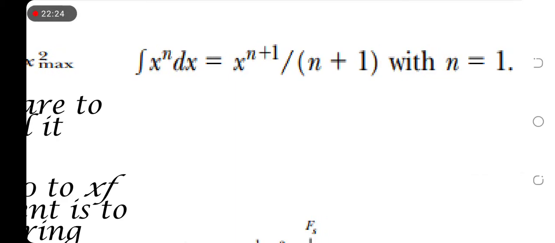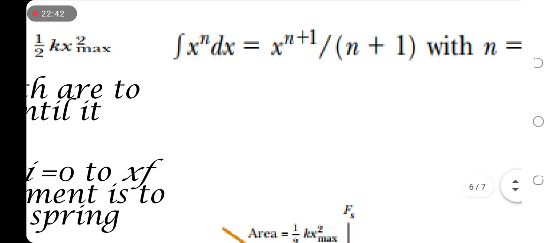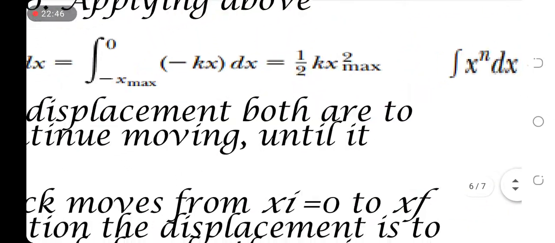Here the formula of integration is written. If there is some variable having power n, then its integration is adding 1 to the power, and then the whole power at its denominator. If n is equal to 1, we can see easily the result as evaluated in the formula.